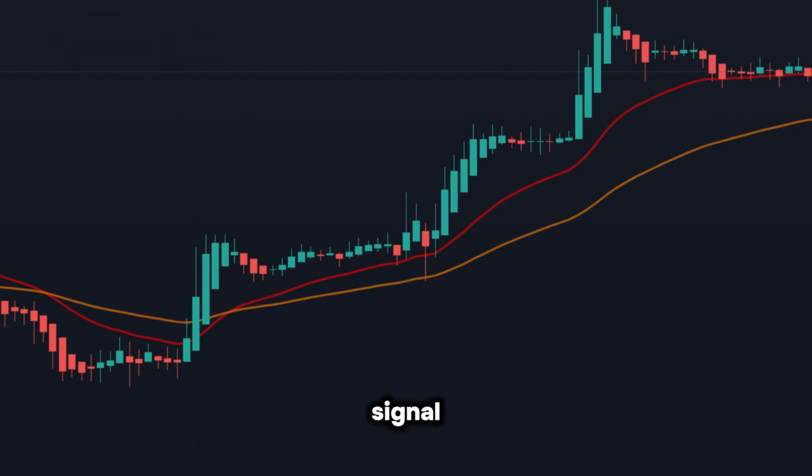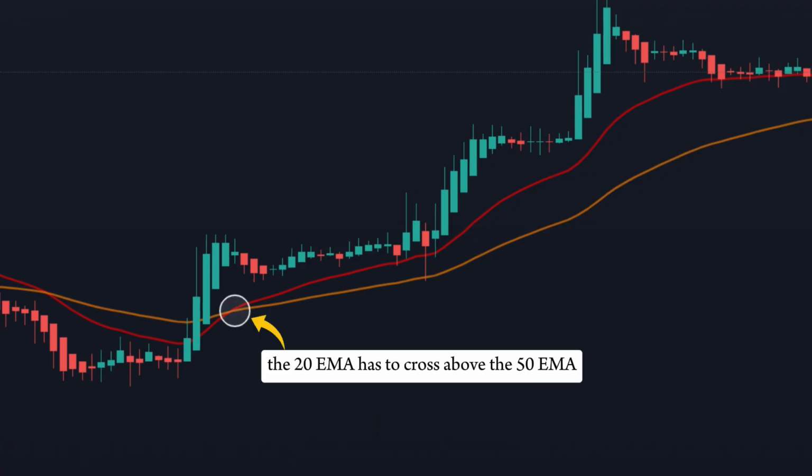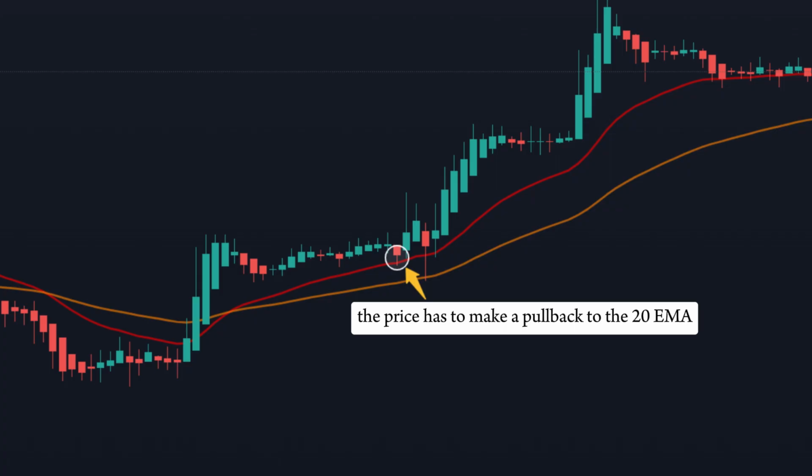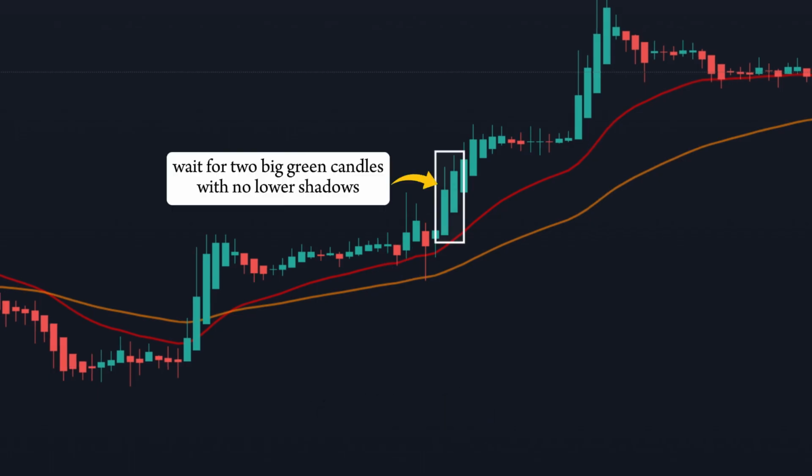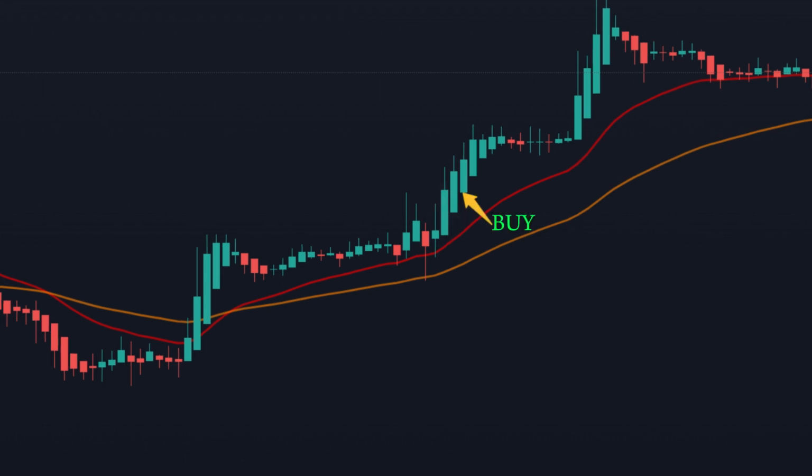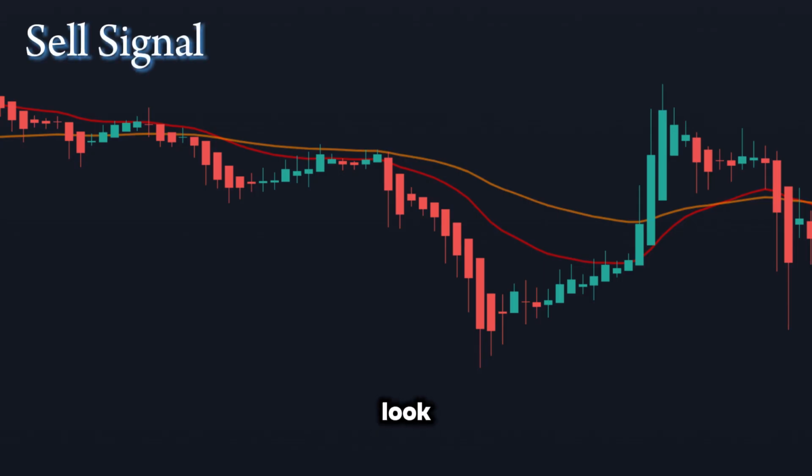To look for a buy signal, traders need to follow some bullish confirmations. First, the 20 EMA has to cross above the 50 EMA, which can signal that a new upward trend may start. Second, the price has to make a pullback to the 20 EMA because moving average lines can act as dynamic support or resistance. For the last confirmation, traders need to wait for two big green candles with no lower shadows and then use this signal as an entry point. Using a stop loss is very important because even if a trader has a good strategy, it may not work every time.